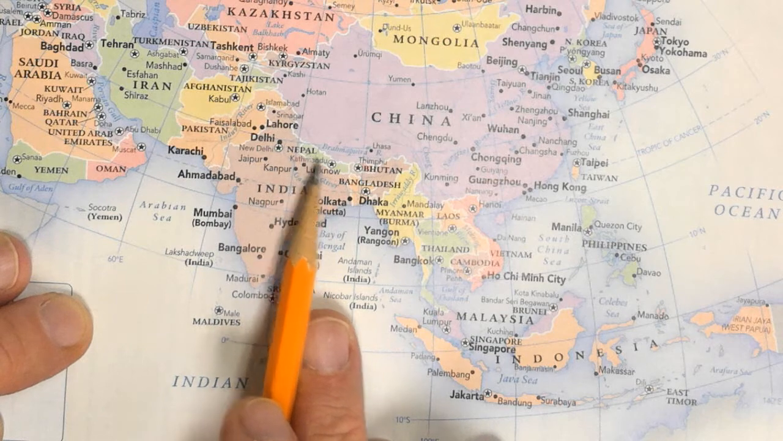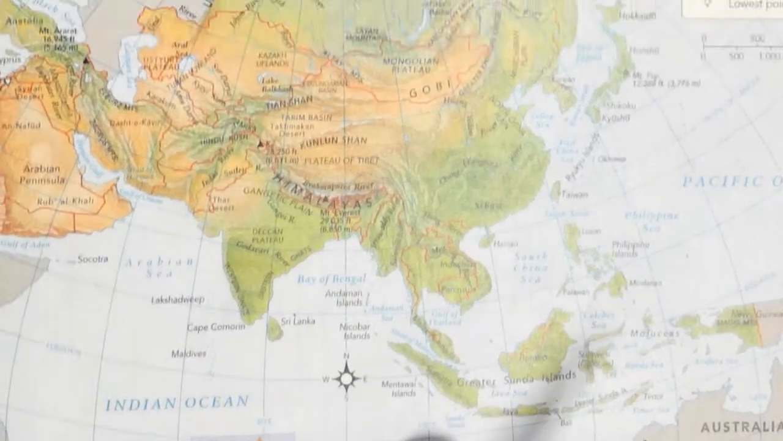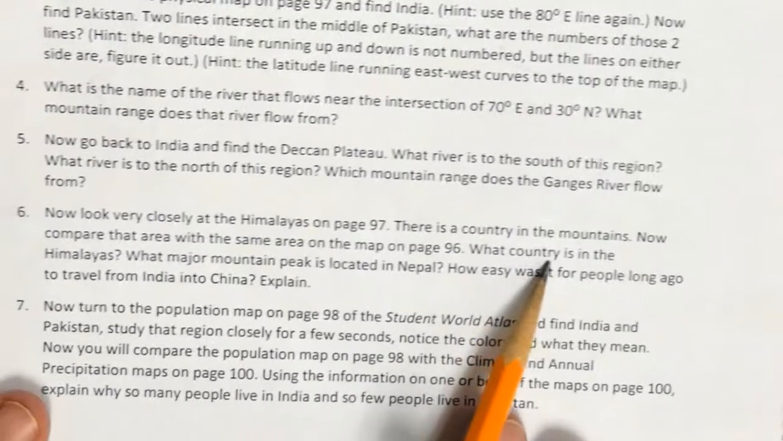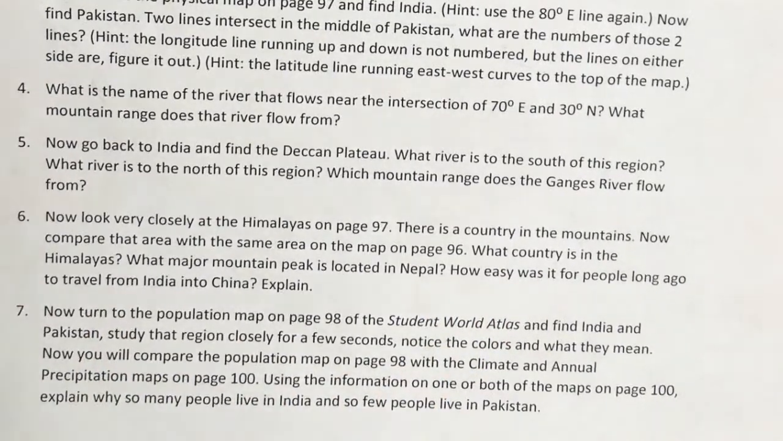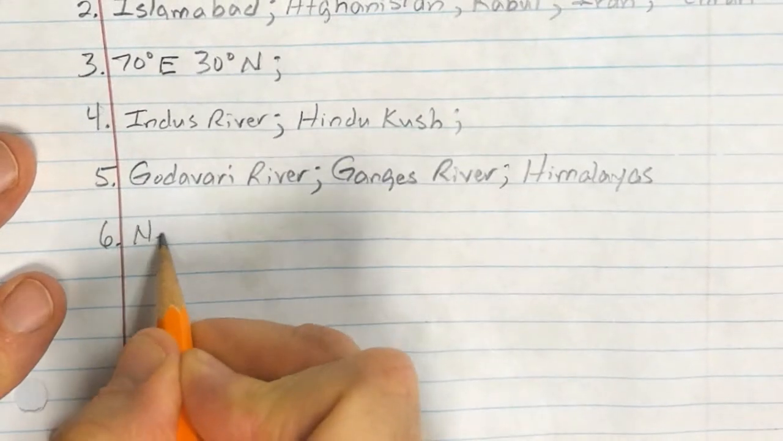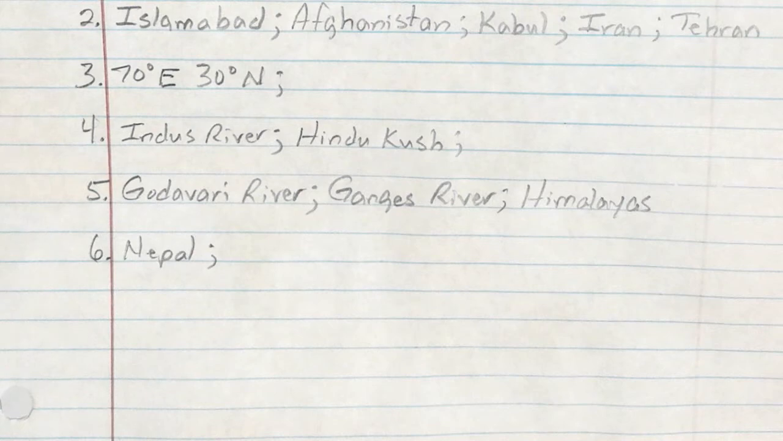Okay? Nepal. All right, so what did our question say, number 6, what country is in the Himalayas? Well, the answer is Nepal. Okay? Next part of number 6.